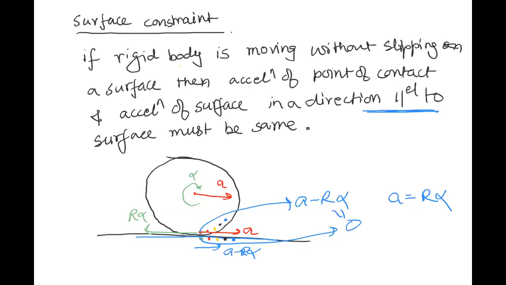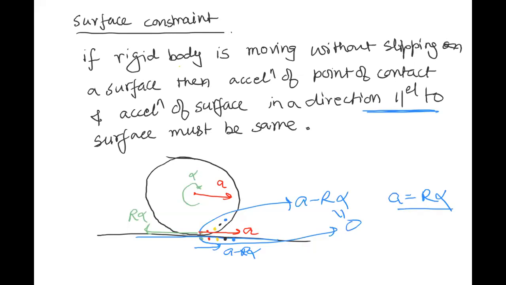But in this case, we apply the constraint and we say that look, the net acceleration of this point of contact must be the same as the acceleration or velocity of the point of contact of the surface. In this case, the surface is stationary. Therefore, the point of contact must also have 0 acceleration. Therefore, A is equal to R alpha.